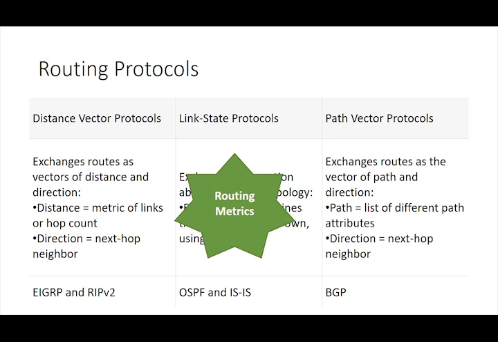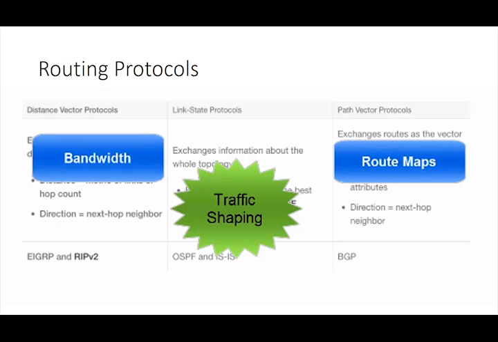Each routing protocol uses its own metric to determine the best path to a network, such as RIP using hop count or distance and EIGRP using minimum bandwidth and delay. The administrator can influence or provide traffic shaping by adjusting variables such as bandwidth or applying route maps to influence which path the packet will take.